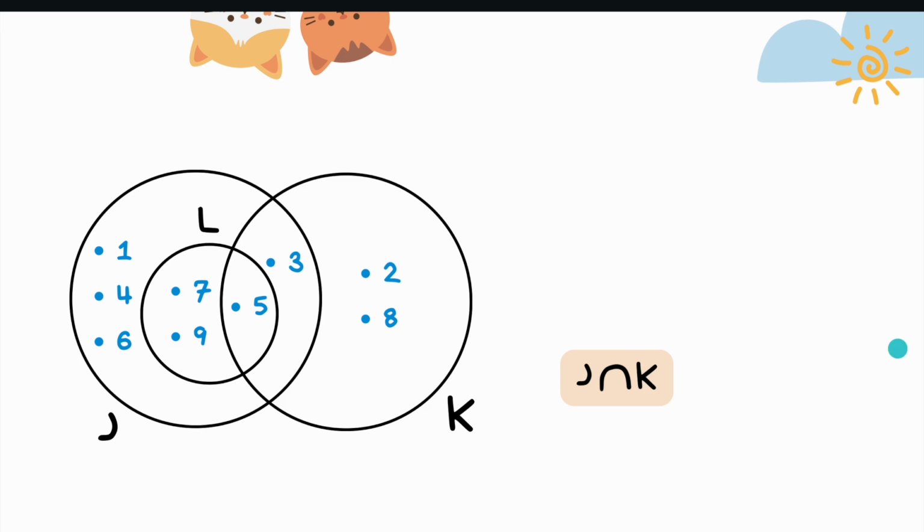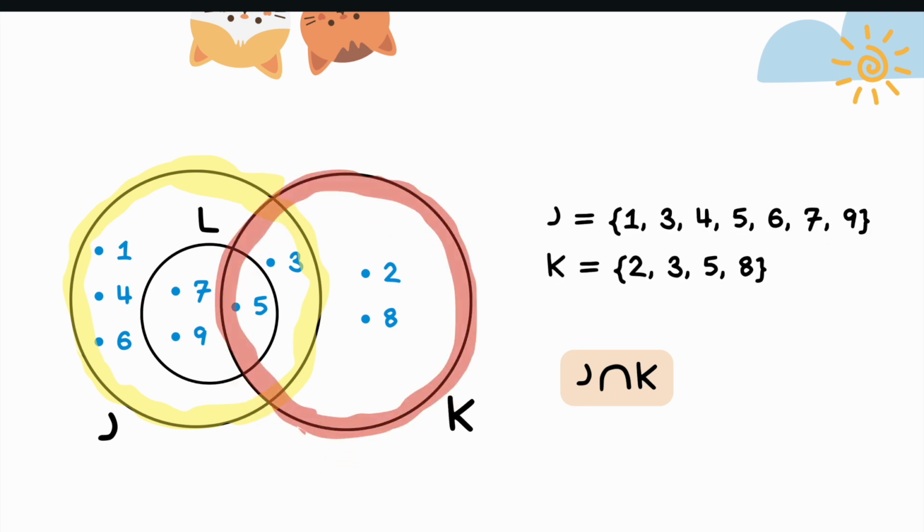For J and K, how I would recommend doing this is by first listing down all the elements in the sets involved. In this case, in J there are elements 1, 3, 4, 5, 6, 7, and 9. And for K, there is 2, 3, 5, and 8. The next step is to highlight or list down or just take note of all the common elements these two sets have, which in this scenario is 3 and 5. So the final answer is 3 and 5, written in a curly bracket like this.